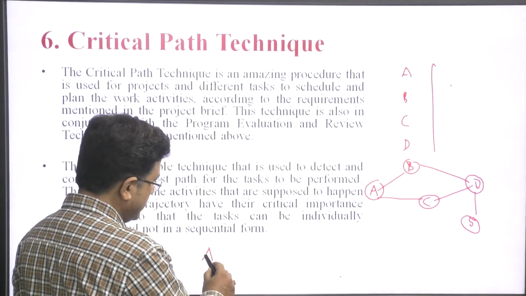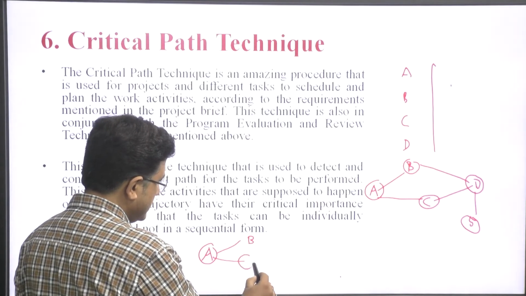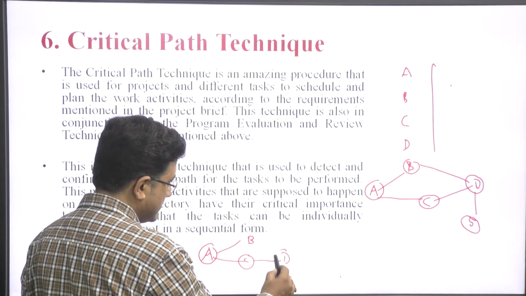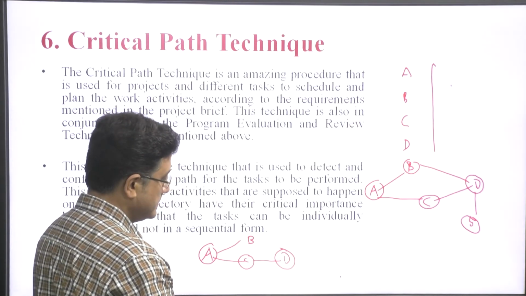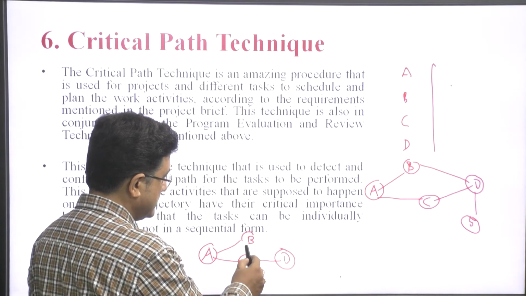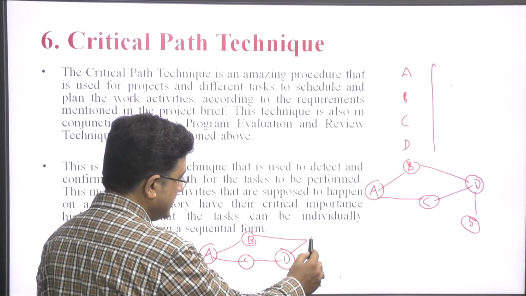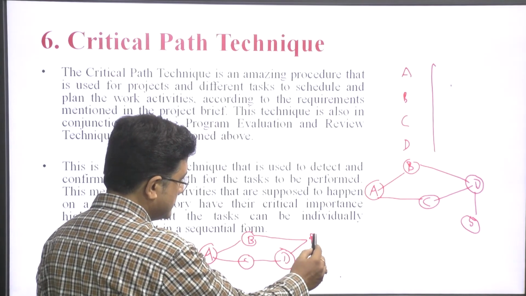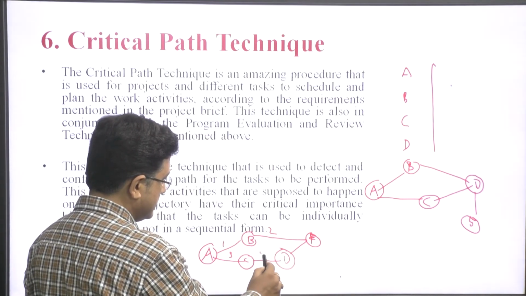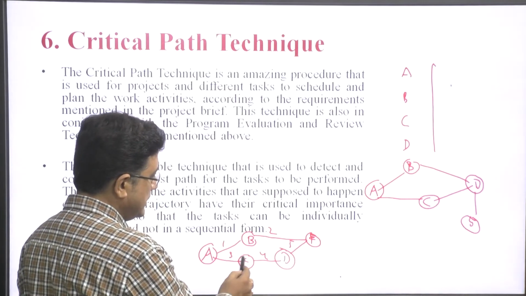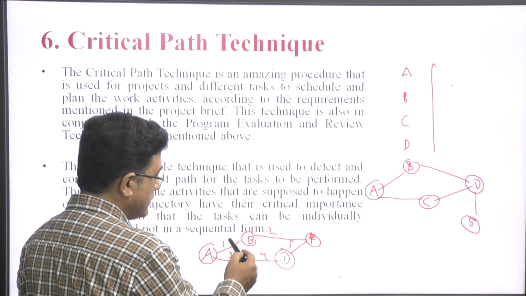A works individually, B is individual, C and D are sequential, B and D collaborate and they meet at E. So, these are the paths: 1 3 4 5 and 1 2. To reach E we have either 1 2 or 1 3 4 5.